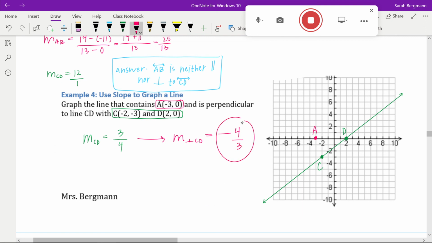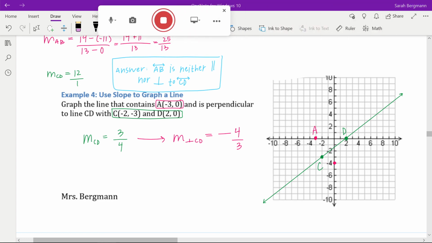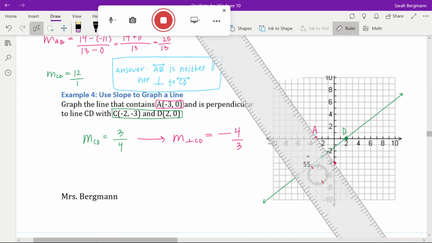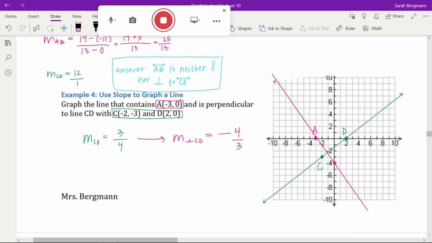So what this means is that I have to go down 4/3. So beginning at point A, I'm going to go down 4/3 and place a point. Now, since I have 2 points, I can connect my 2 points with a line using a straight edge to create the line that is perpendicular to line CD through point A.